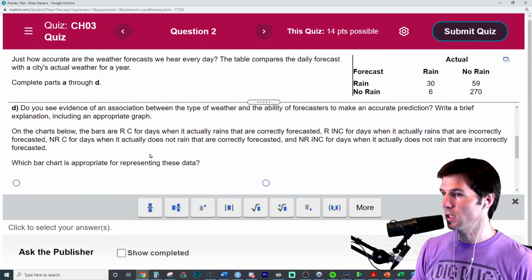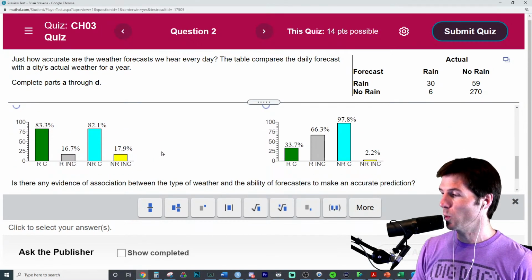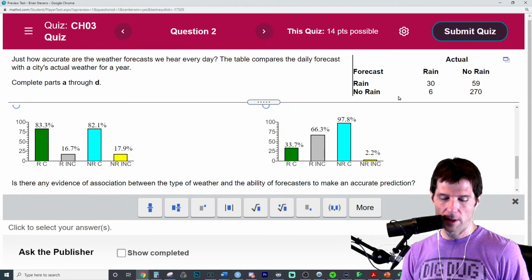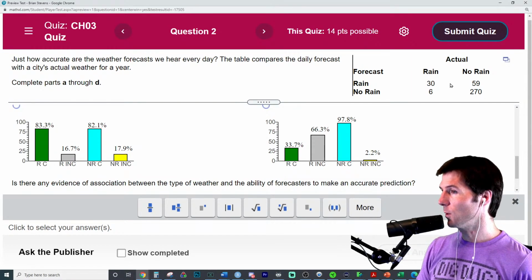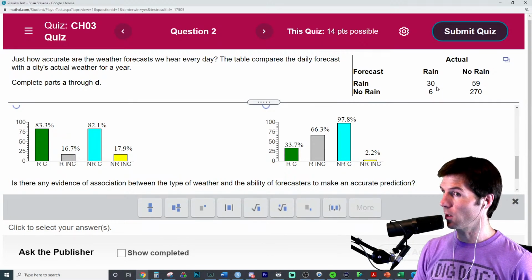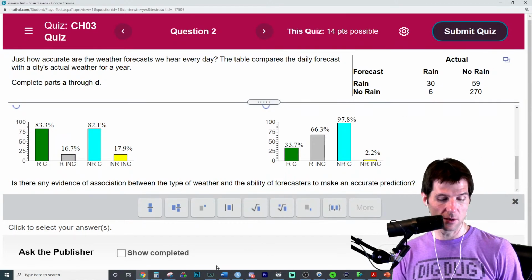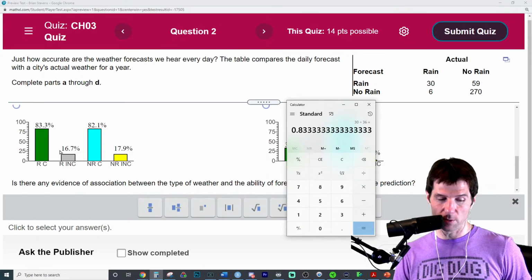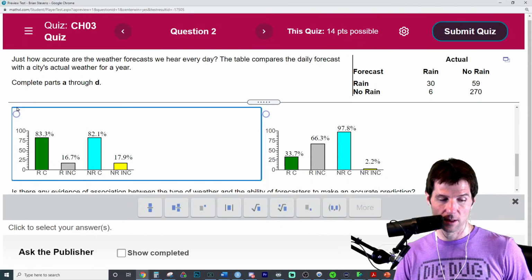And so now do we see evidence of an association? So this is the weird one. You're welcome, Tiffany. Great job. So now we have to say, given it rained, the forecast was correct. It rained 36 days. These are the days it rained. The forecast was correct 30 out of the 36 days, which is 83.3.